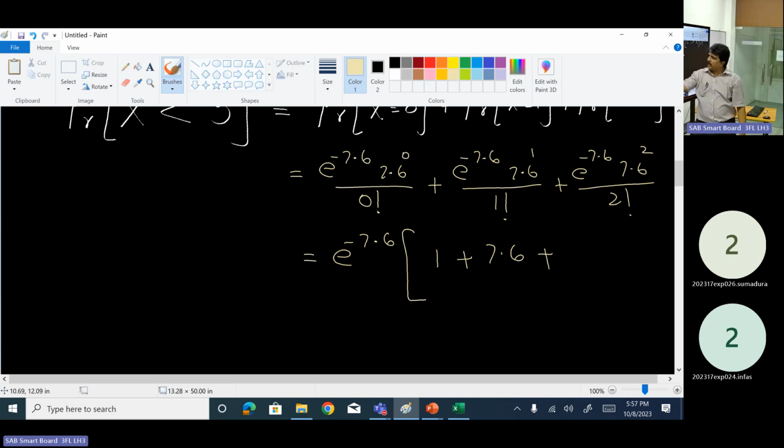Then for the last part, there will be 7.6 squared over 2 factorial, which is 1 into 2, so that is 2. So simplifying this way is easier. In this expression you put e to the power of minus 7.6 only once: e to the power of minus 7.6 times the bracket 1 plus 7.6 plus 7.6 squared over 2. Same answer.